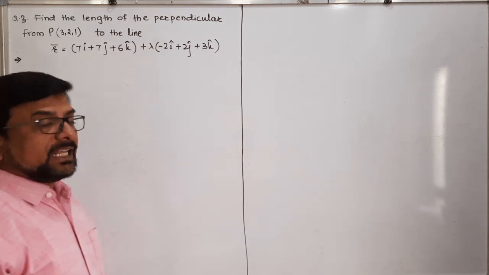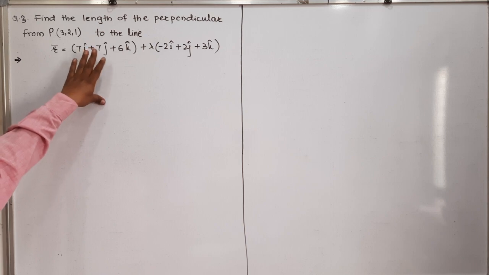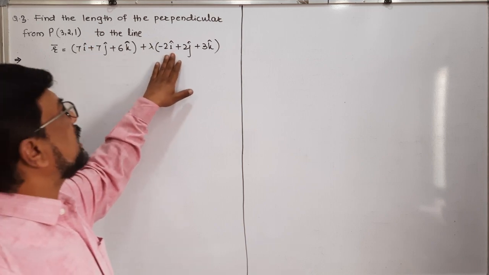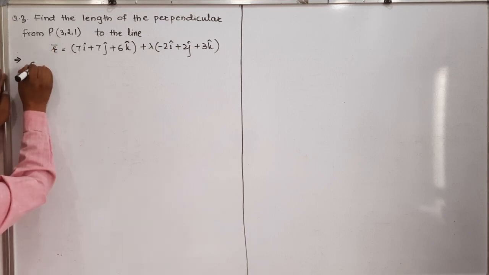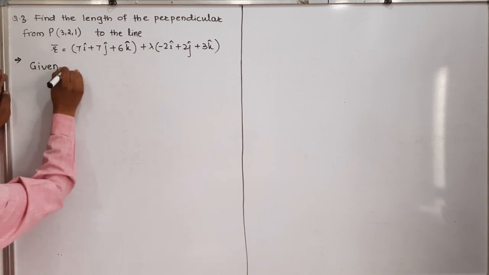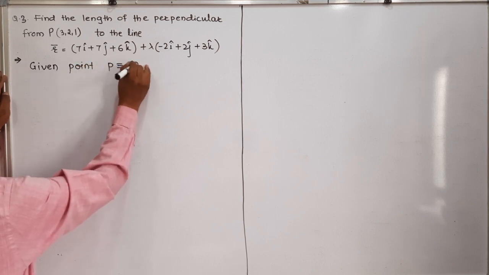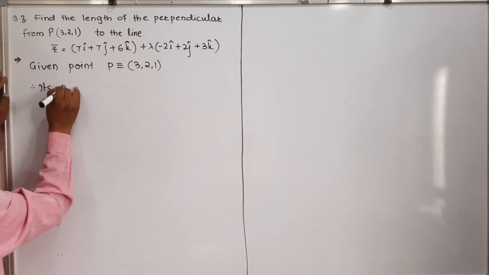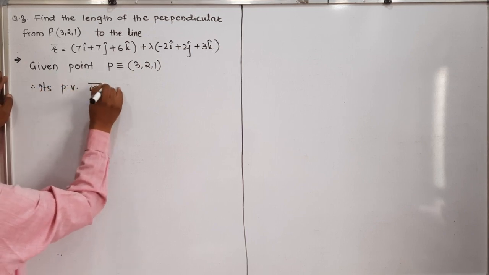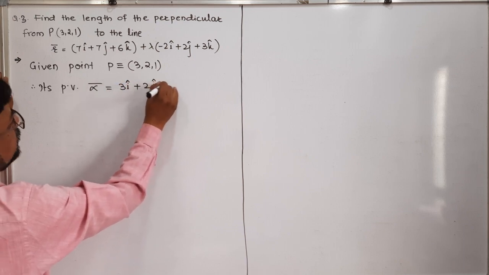Question number 3. Find the length of perpendicular drawn from point P (3, 2, 1) to the line r vector is equal to 7i plus 7j plus 6k plus lambda into minus 2i plus 2j plus 3k vector. Given point P has coordinates 3, 2, 1. Therefore, its position vector alpha vector is equal to 3i cap plus 2j cap plus k cap.